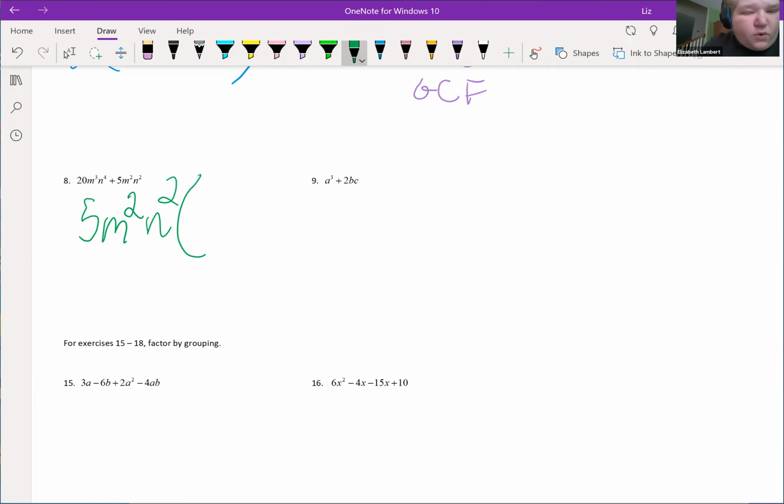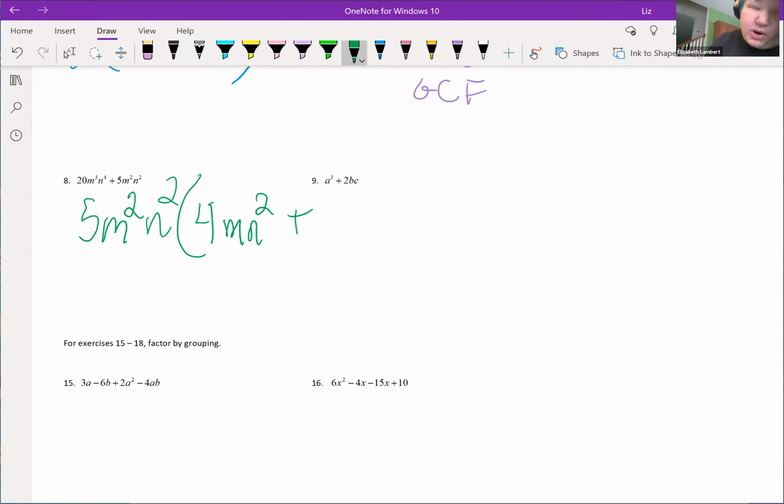So 5 times 4 would get me back to 20. M squared times m would get me back to m to the third, n squared, and that m does not look right. And then m squared, m n squared. Plus, well, if I have the 5 out front, that is a 1, which you can write. Sometimes you need to. But let's check our variables. M squared, n squared. Oh no, that is everything I just factored out.